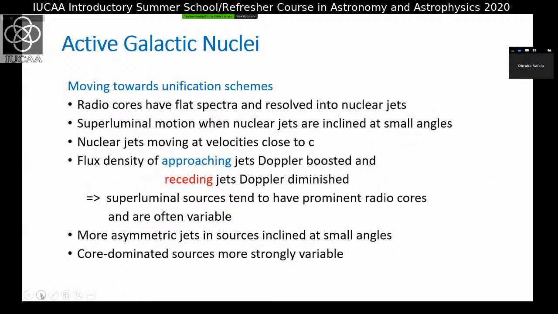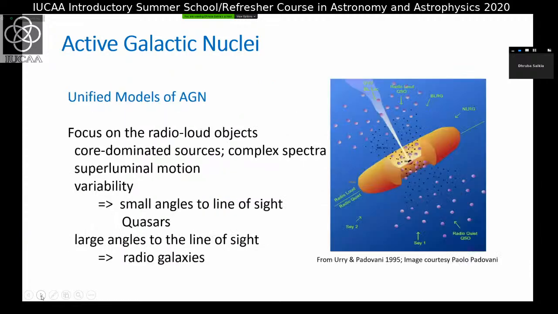Now, just to revise and recap before we touch on the unified schemes, we'll take 10 more minutes at the most, and then we'll stop. Radio cores have flat spectra, resolved into nuclear jets, with superluminal motion when nuclear jets are inclined at small angles, nuclear jets moving at velocities close to light. Approaching jets have flux density Doppler boosted, receding ones Doppler diminished. More asymmetric jets in sources inclined at small angles, core-dominated sources more strongly variable as well, because small changes in phi or velocity will get amplified when you observe it. So this is the scenario we have now.